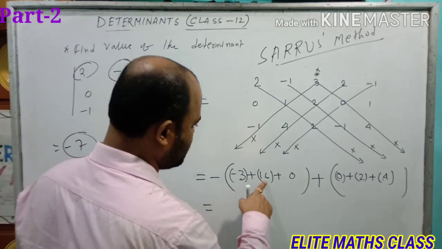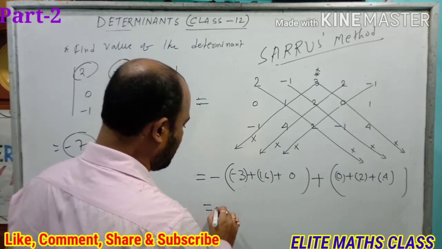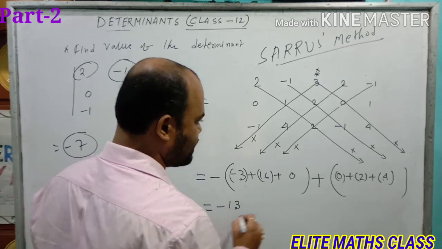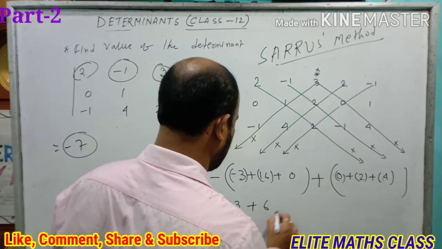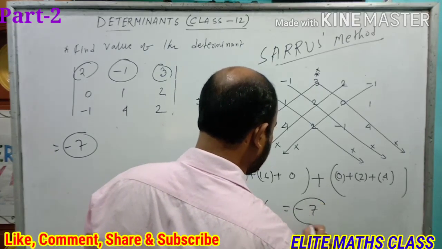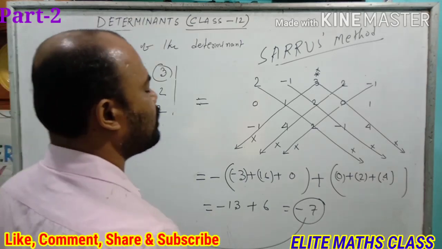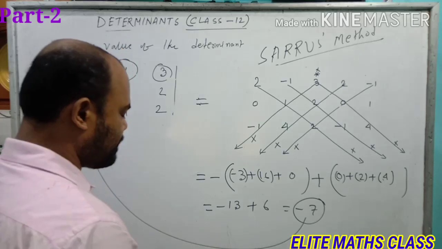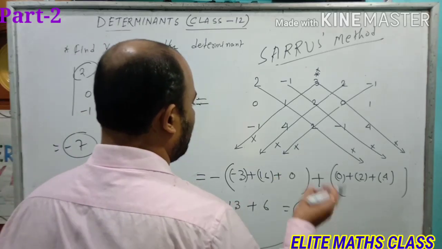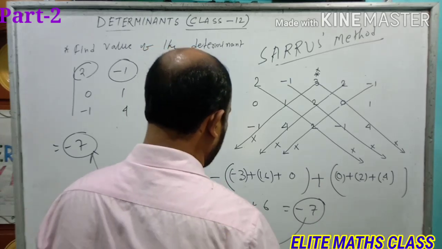Now see, here it is 16 plus 0 minus 3, that is plus 13. Here is a negative sign, so it is minus 13, plus 0 plus 2 plus 4, that is 6. What remains: minus 7. See, the value is the same as the previous one. So by whichever method you find the value, it will automatically be the same. In this way you can find the value very easily and in a very short time.